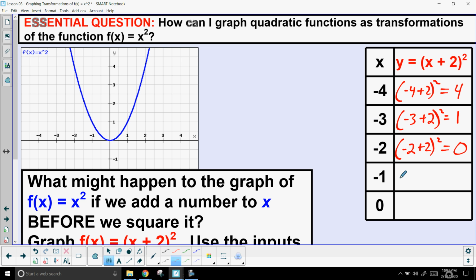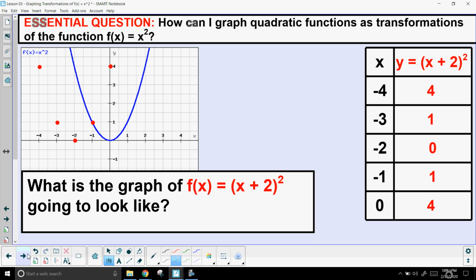And for those of you who caught on, we do have that pattern again. So we'll just cut to the chase. Plot your points, and look what happened to our points. They all move to the, that's right, the left.